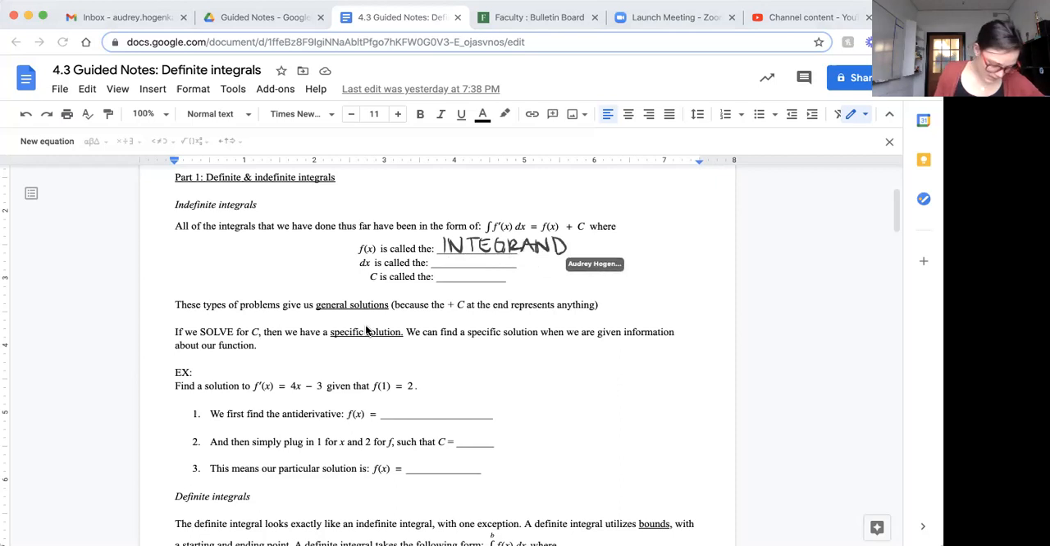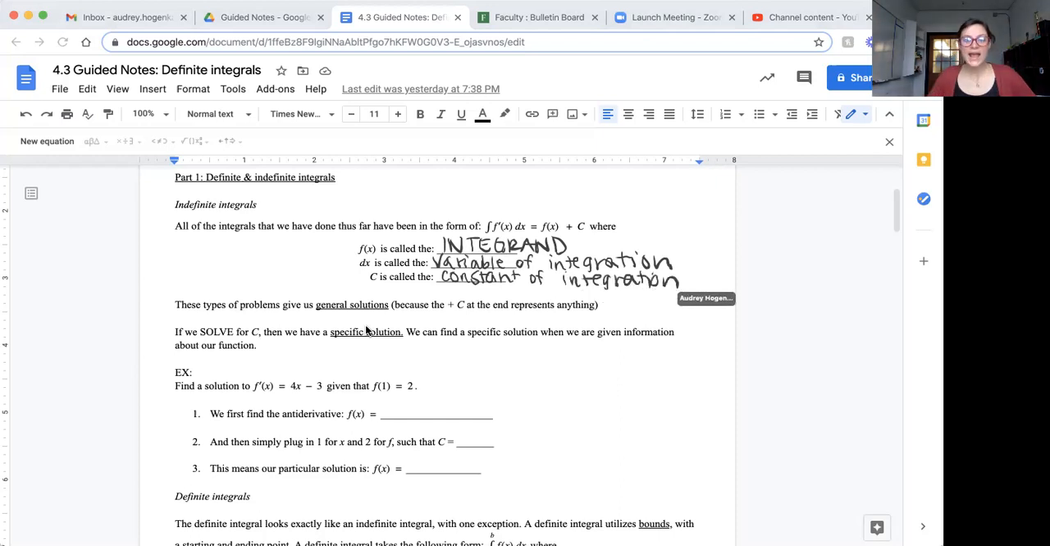I-N-T-E-G-R-A-N-D. dx is called the variable of integration. And that variable of integration has to match what variables are in your integrand. And c is called the constant of integration.